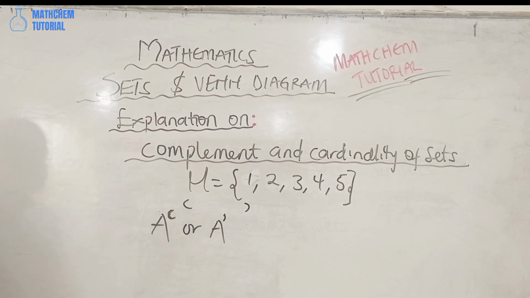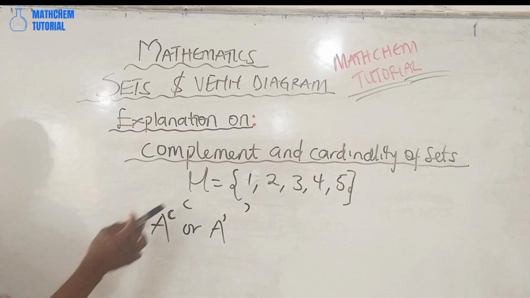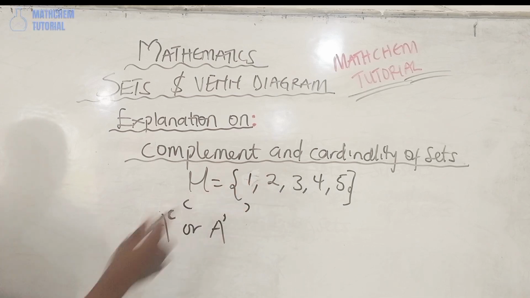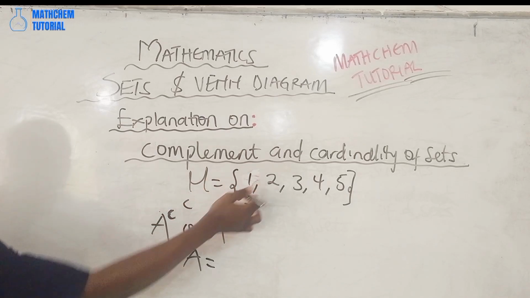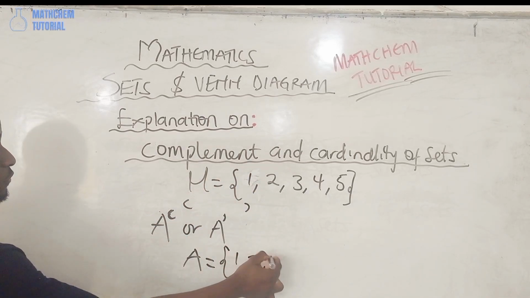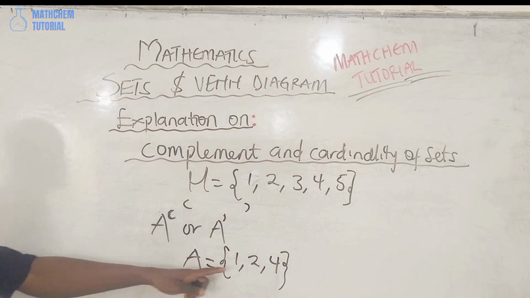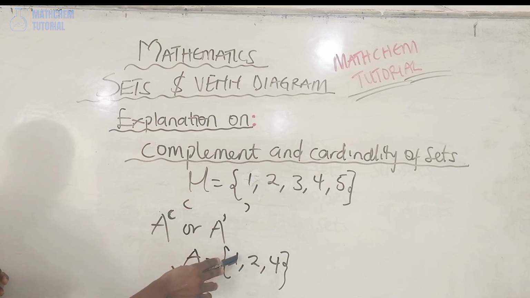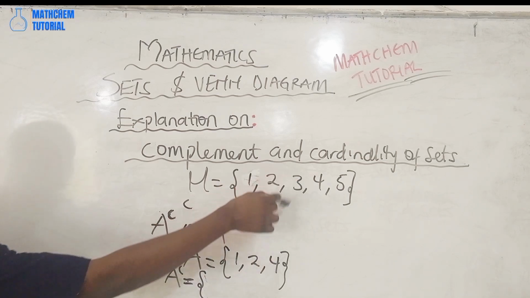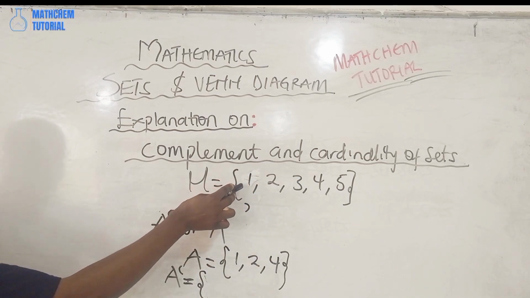Now what is complement? Let me explain this using an example. Given a universal set of 1, 2, 3, 4, and 5, and we are given a subset A. Subset A has to come from this universal set, such as 1, 2, 4. Let's assume our subset A is 1, 2, 4, and we are told to find A complement. The members of A complement will be what is in the universal set that is not in the subset A. Meaning that after removing 1, 2, and 4 from the universal set, what is left represents the complement of A.